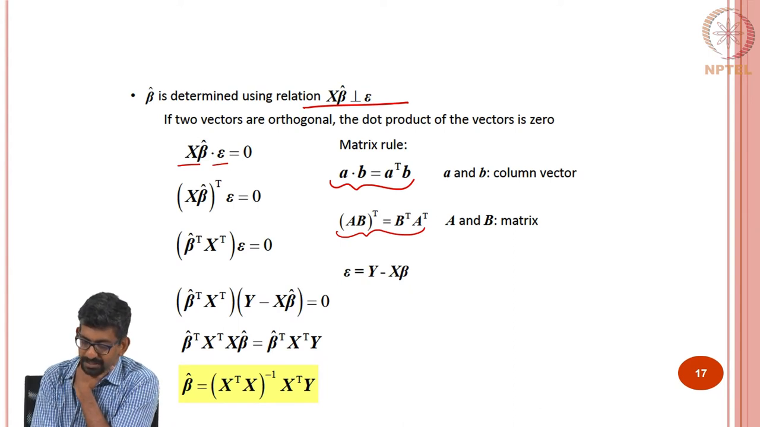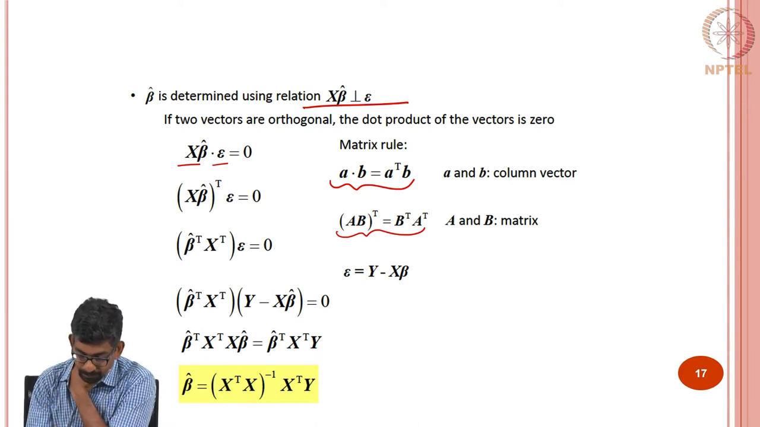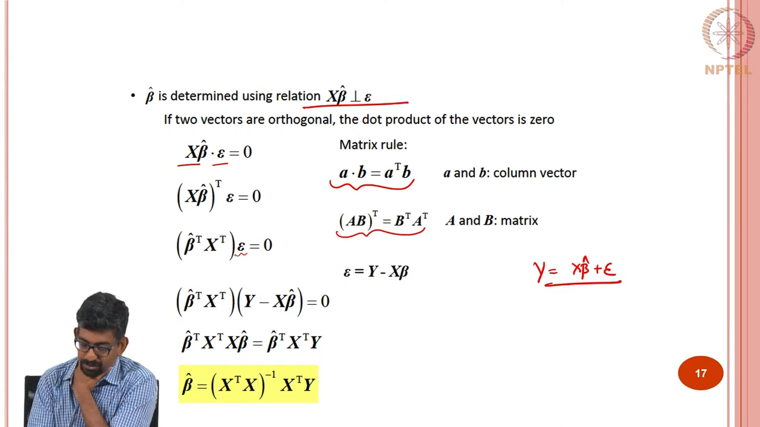So I am just writing this in a slightly different manner. This is (AB) transpose, so I am going to write it as B transpose times A transpose: beta transpose times X transpose epsilon equal to 0. Then what I can do is keep this and replace this epsilon with y minus X beta, because we know that y equals X beta hat plus epsilon. So I am just replacing this epsilon by y minus X beta.